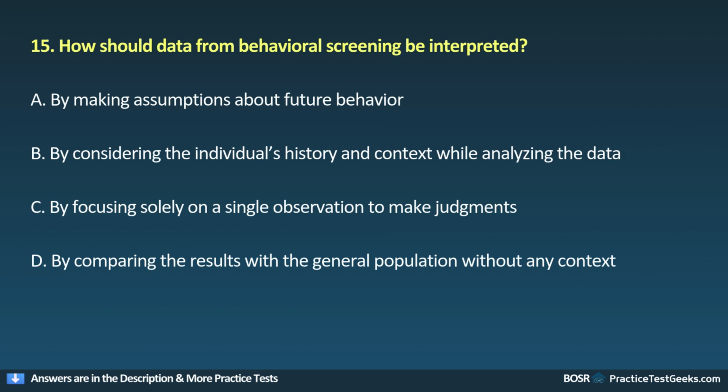15. How should data from behavioral screening be interpreted? A. By making assumptions about future behavior. B. By considering the individual's history and context while analyzing the data. C. By focusing solely on a single observation to make judgments. D. By comparing the results with the general population without any context.